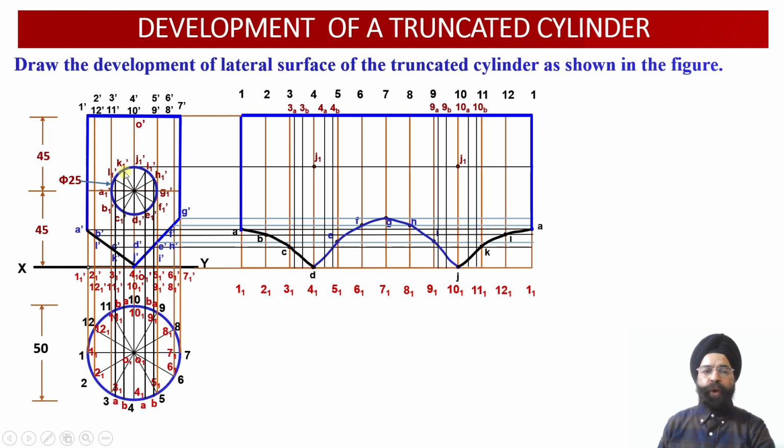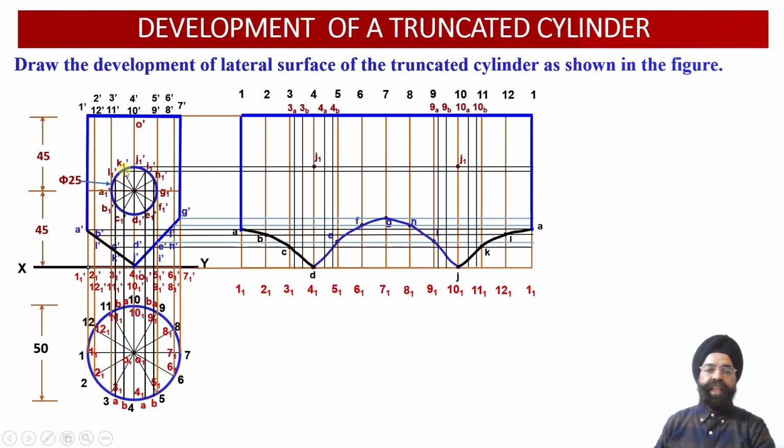Now the next 2 points which are available with us are K1 dash and I1 dash. Once we draw the horizontal projector through K1 dash and I1 dash, we will be locating the points K1 and I1 on the front side and K1 and I1 on the rear side. Let us find out where we are going to locate these points.